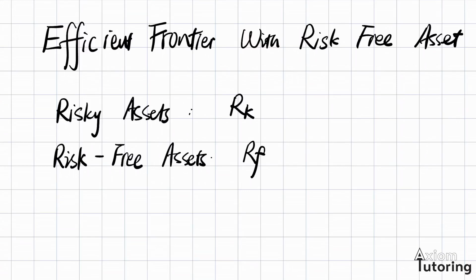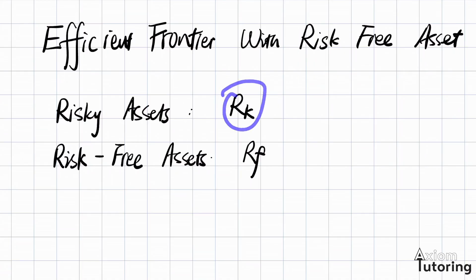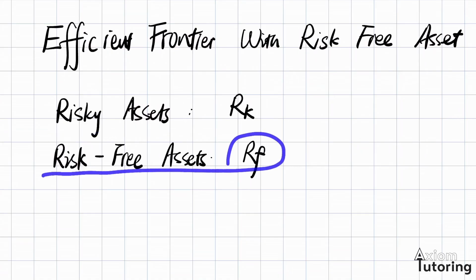Hi, in this video, we'll take a look at what happens to the return and the risk when we combine risky assets with risk-free assets within a portfolio. So let's assume that we have a combination of different risky assets. We're just going to call them RK. The return of the risky assets will be RK. It does not matter what's inside of the risky assets, they're just risky. And then we have the risk-free assets, and the return of risk-free assets will be RF.